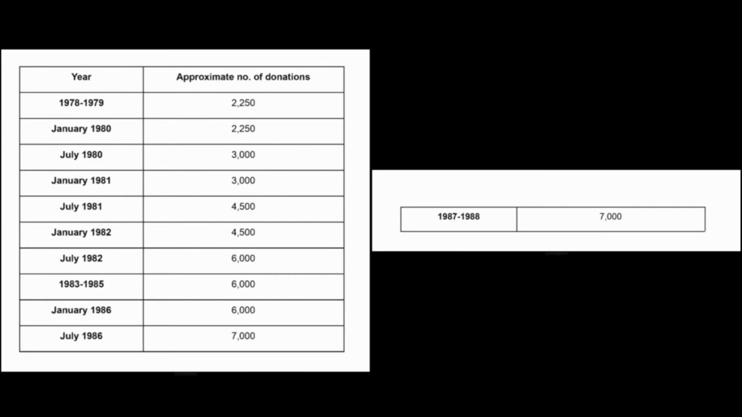That is also the figure given going into 1987. That is where the batch histories table stops. So an increase from 2,250 in 1978 to 1979 to 7,000 at some point in 1986.